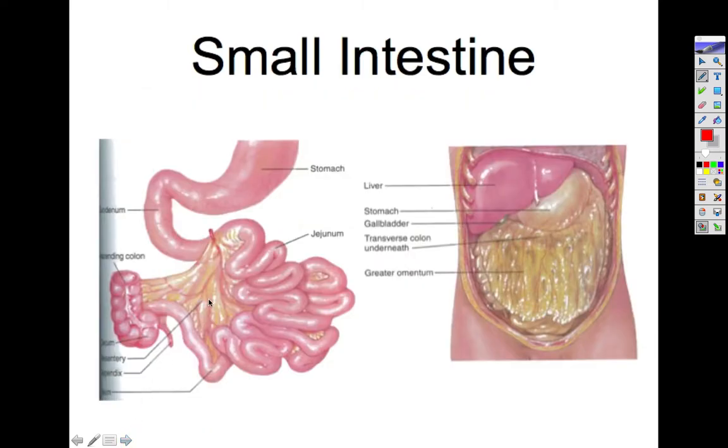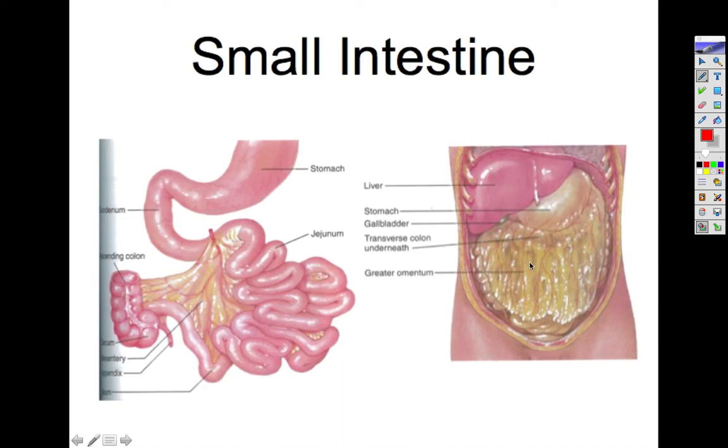Here's a look at your small intestine. As it comes off the stomach, you get this first segment, which is known as your duodenum. Off the stomach here, your duodenum is the C-shaped structure. And then you get your jejunum, which wraps back and forth and around. And then the last little bit is called your ileum, which will then go to your large intestine.